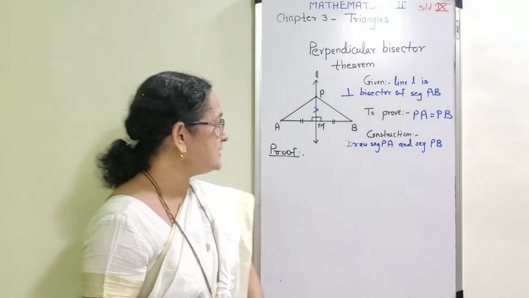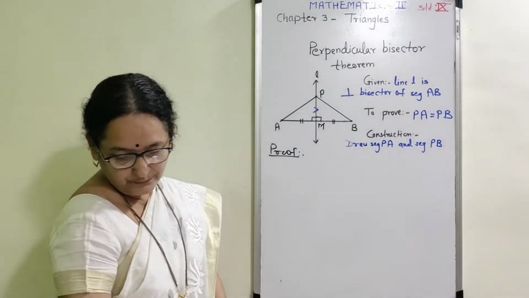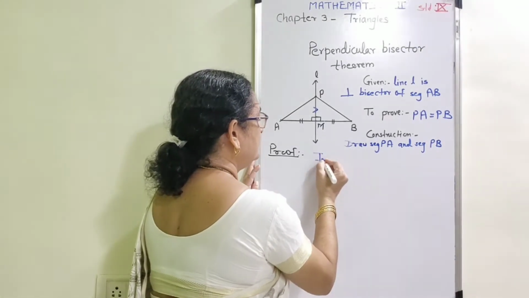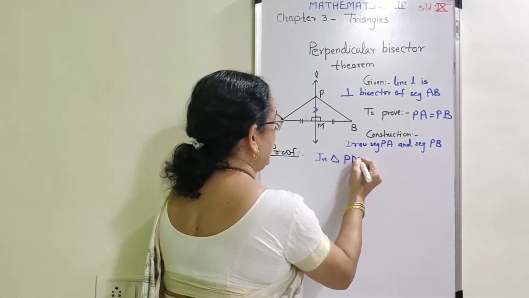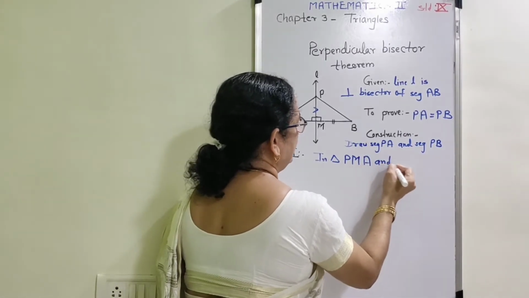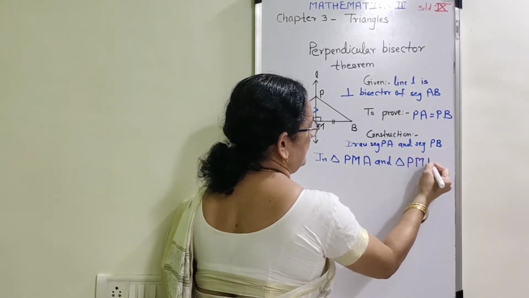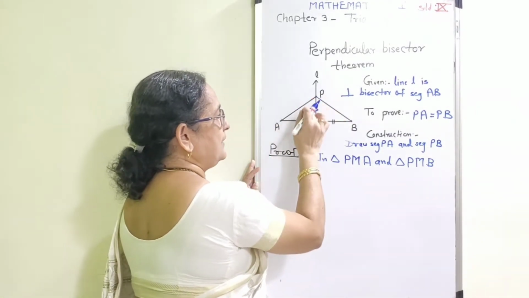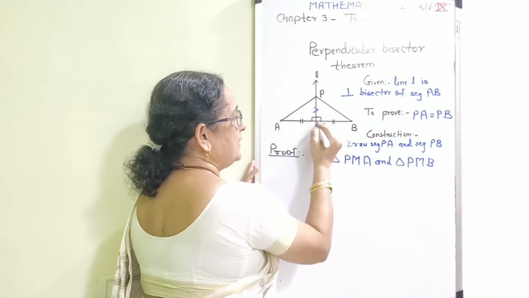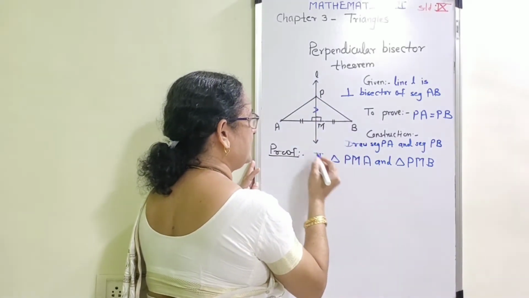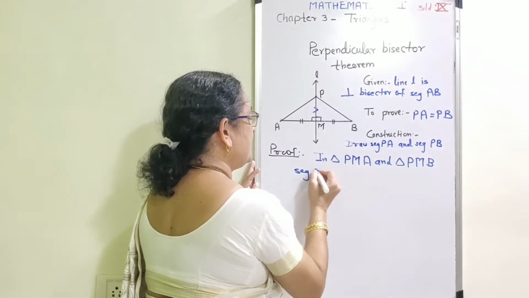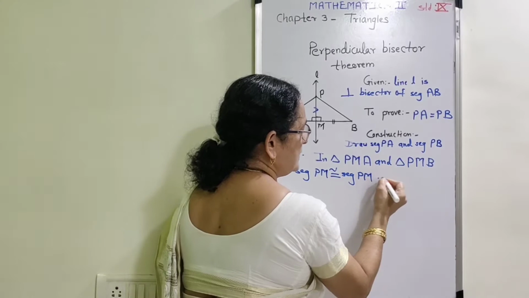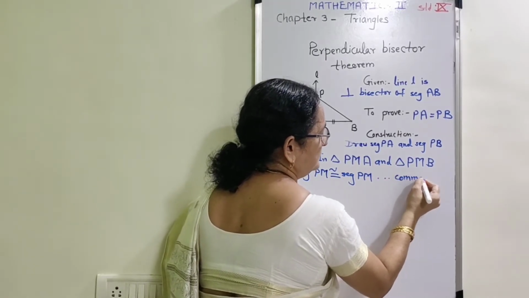Now we are going to write the proof of this statement. Now in triangle PMA and triangle PMB, observe the figure. Triangle PMA is the first triangle, which is a right angle triangle. The second one, PMB, is the second triangle. The first one is segment PM is congruent to segment PM. The reason is common side.